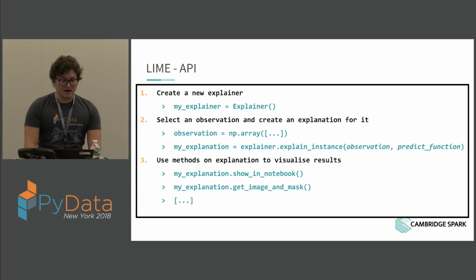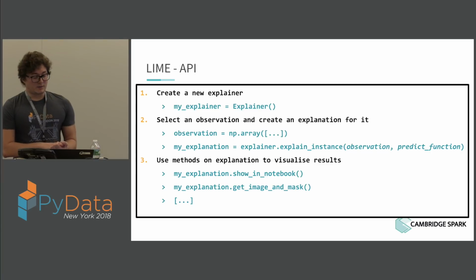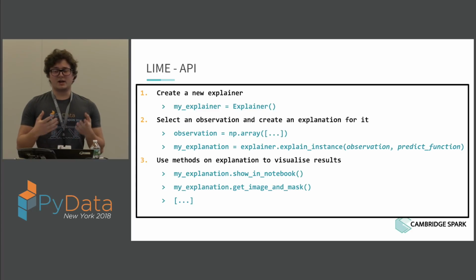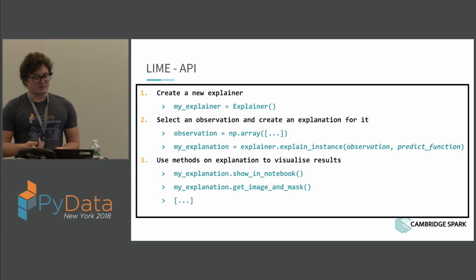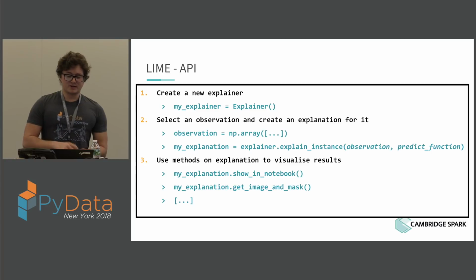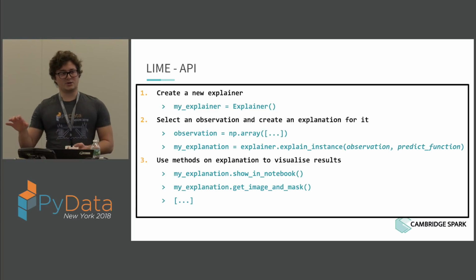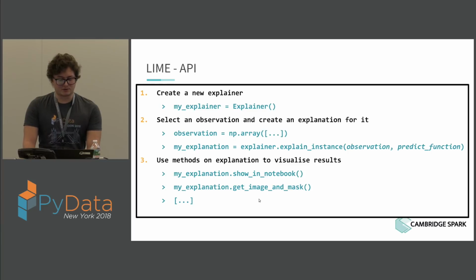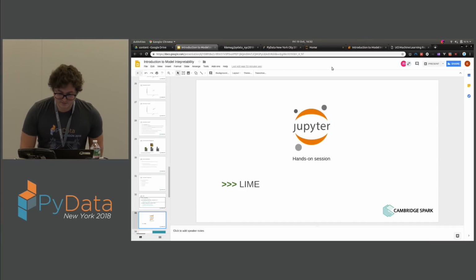Just a quick word on the API. You're generating first an explainer, and that's where it will learn the underlying distribution, and it will know how to generate a data set and everything. Once you have your explainer, you can call the method explain instance on it, passing a given observation and your prediction function from your model. It tries to explain how your model works by fitting a linear regression, and once you've generated an explanation, you can visualize it in different ways. So let's do that.